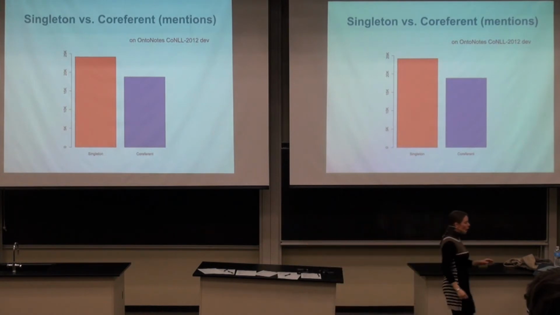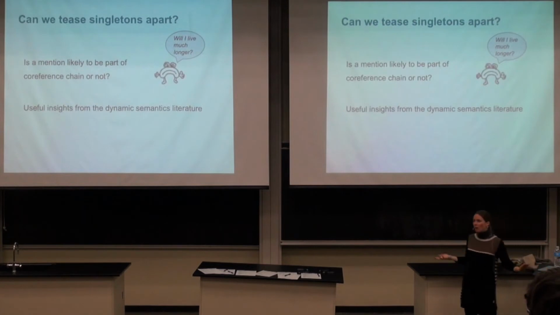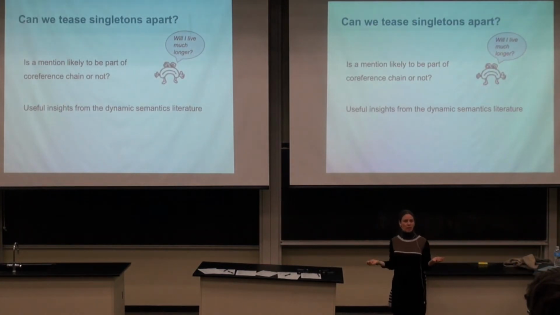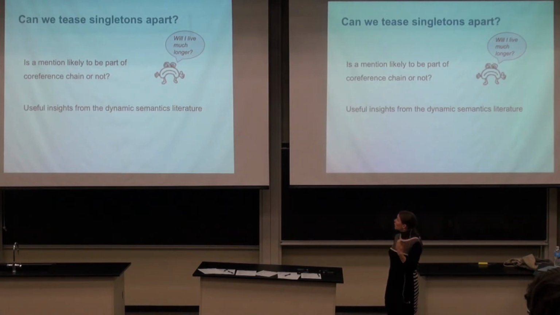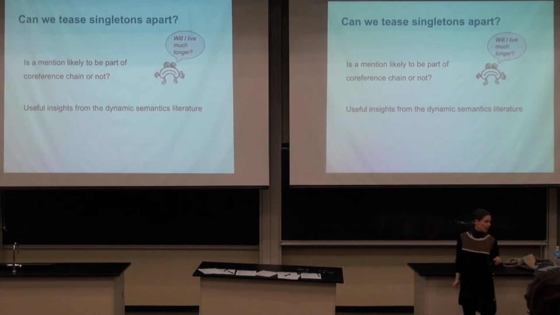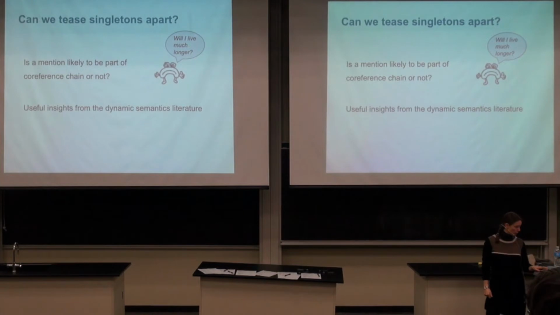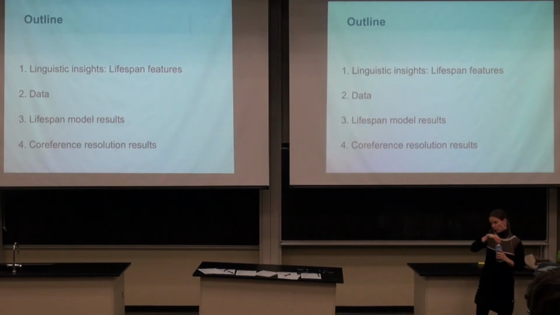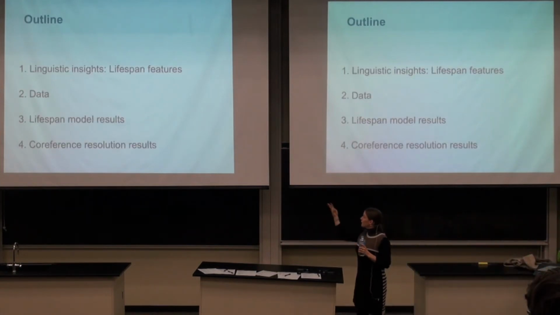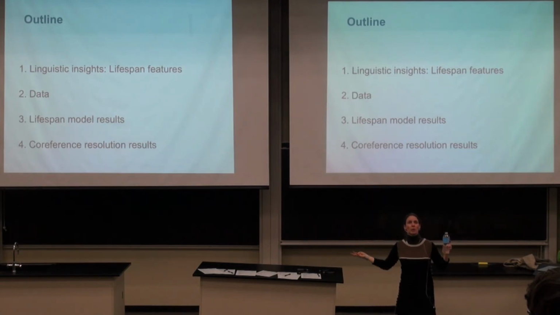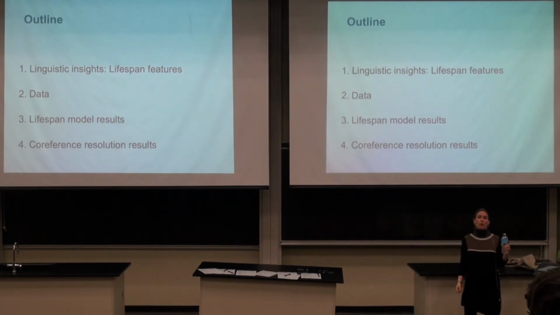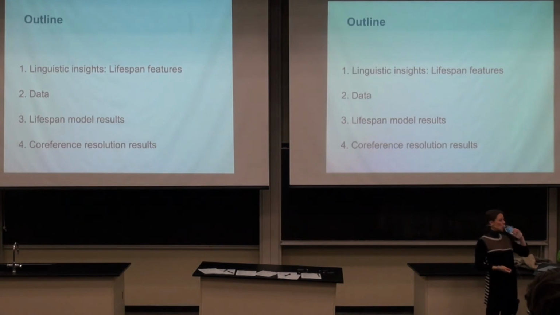So the approach we took here was: are we able to a priori tease apart those singletons? What we want is a system that gives us the probability of a mention being part of a coreferent chain or not, using insight from the dynamic semantics literature. So I'm going to talk a bit about those linguistic insights, then the data, give you an intrinsic evaluation of the lifespan model that we built, and then an extrinsic evaluation of the lifespan model in helping coreference.